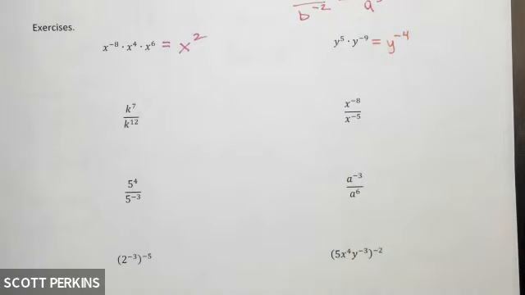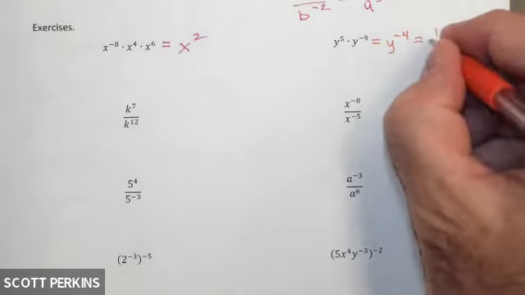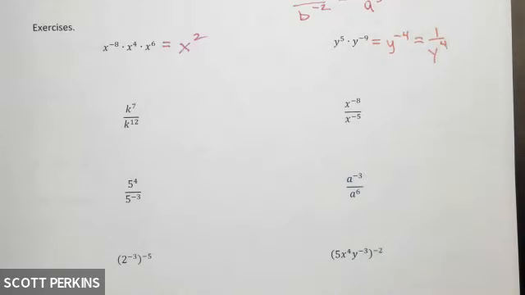We don't leave negative exponents negative. We're going to simplify that. And so y to the -4th now becomes what? Beautiful. Well said. Thank you very much. 1 over y to the 4th.